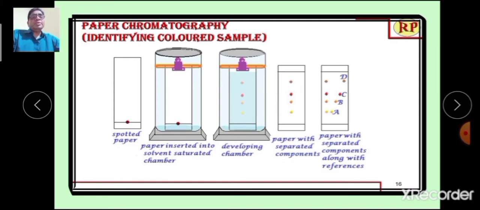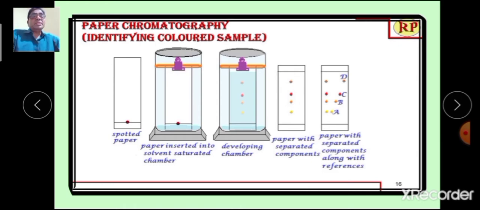As paper is used, the name is paper chromatography. Here the paper is cut into the size of a glass plate. The paper is Whatman filter paper. This is the filter paper cut into the size of the glass plate, and from one edge the line of application is drawn with an HB pencil. The line of application is also known as the line of starting.